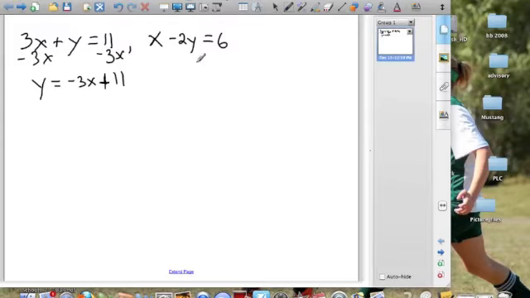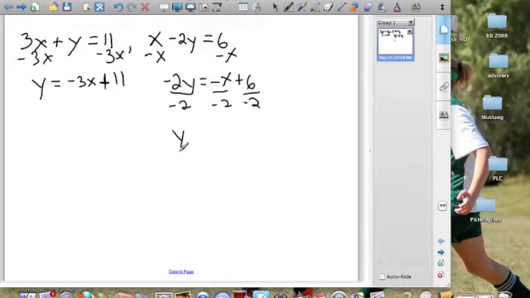On the other side, we have to solve this one for y, put it into our slope-intercept form. So we're going to subtract x, and we get -2y is equal to -x plus 6. We have to divide by -2. And the equation for this line is y is equal to 1/2 x minus 3. So we are going to graph both of these lines and see where they cross.